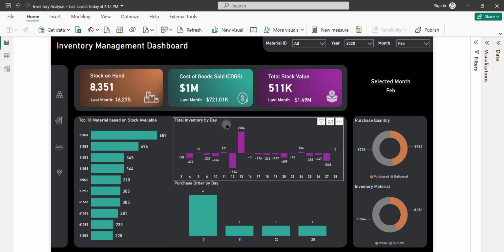After that, I have total inventory by day. It shows how it is trending over a period of time. All of these days are for the month of February.